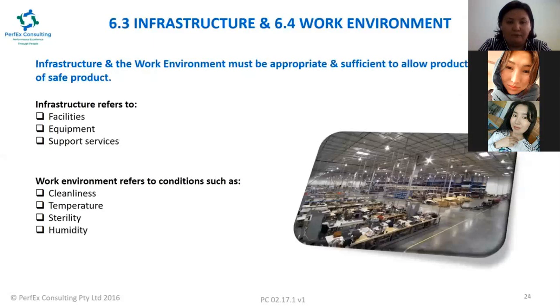Infrastructure and the work environment must be appropriate and sufficient to allow production of safe product. Infrastructure refers to facilities, equipment, or support services. Work environment refers to conditions such as cleanliness, temperature, sterility, and humidity, or any conditions that could affect food safety.